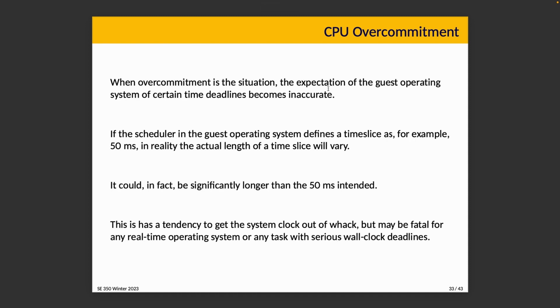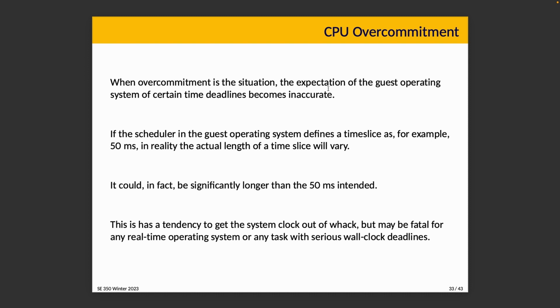Whatever we expect, right? There's going to be some differences between the view of the world from outside and the view of the world from inside the guest operating system. The expectation of the guest operating system of, say, certain time deadlines becomes inaccurate, right? If the scheduler in the guest operating system thinks a time slice should be 50 milliseconds, just making up a number, don't read anything into that, that might not actually be the real time slice when it comes to actual time spent executing on the physical CPU. It could, in fact, be significantly longer because we have sort of switching out between the different guest operating systems, and so the amount of time that is taking place in reality is longer.